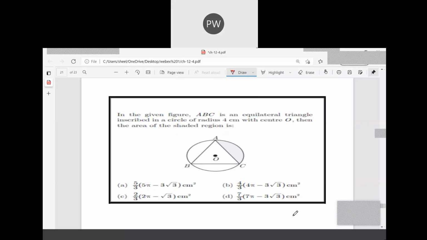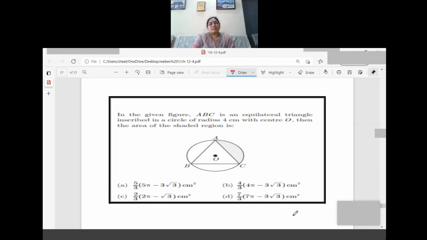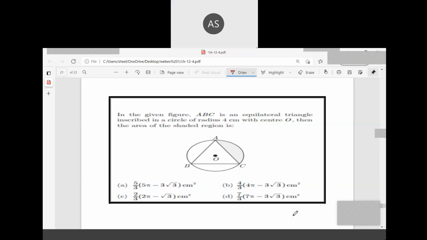Triangle area. 60, 60, 60. Ma'am, 4 by 3 into 4 pi minus 3 root 3 centimeter square.